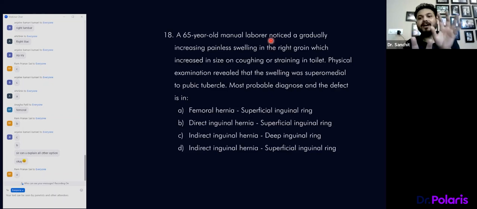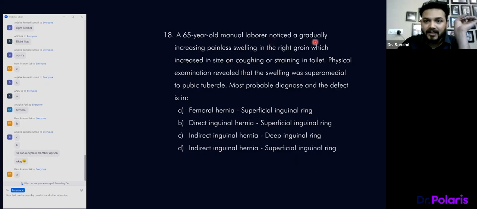Now, if I get an impulse at my deep inguinal ring, it is an indirect inguinal hernia. If I get an impulse directly over my superficial inguinal ring, it is a direct inguinal hernia. And if I get an impulse over my saphenous opening, that is a femoral hernia. This particular test is called the three-finger test, also called the Zeiman test.